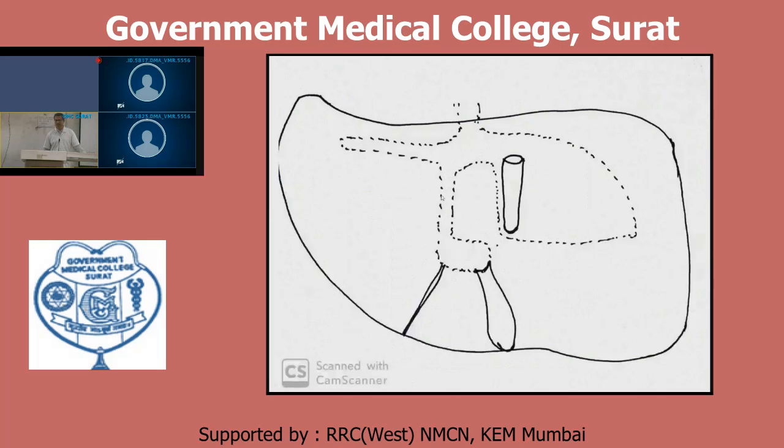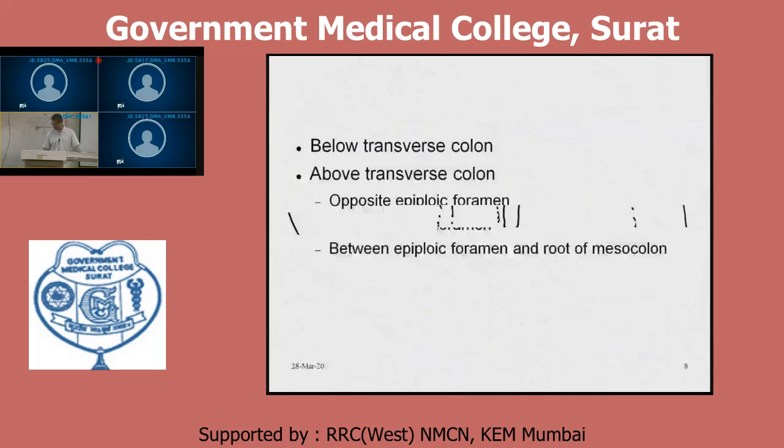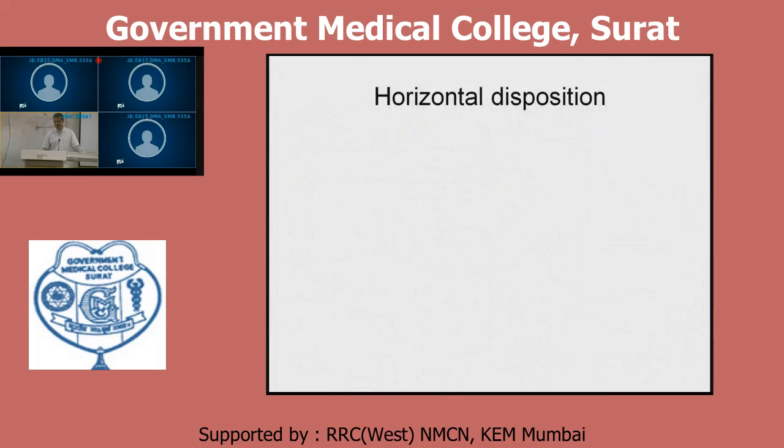Therefore, now this is the porta hepatis, and the contents of the porta hepatis are mainly the portal vein, hepatic artery and bile duct. Here this is forming the anterior and posterior layer of the lesser omentum. You can trace. Now this is the fissure for ligamentum venosum.